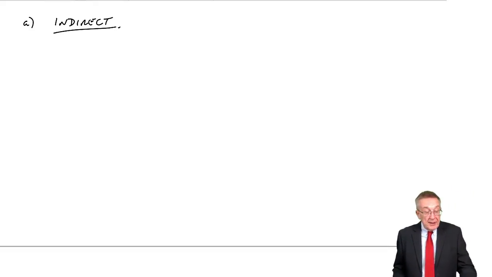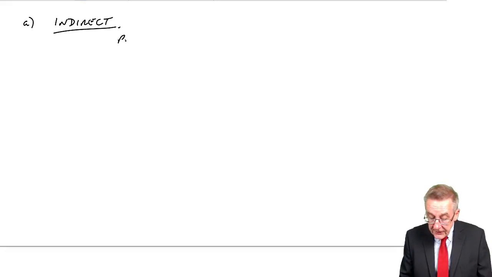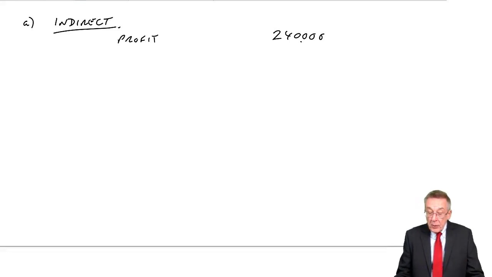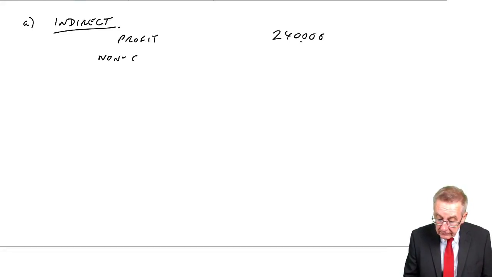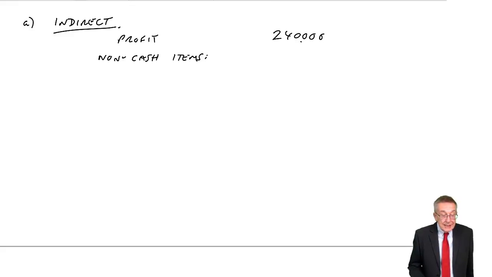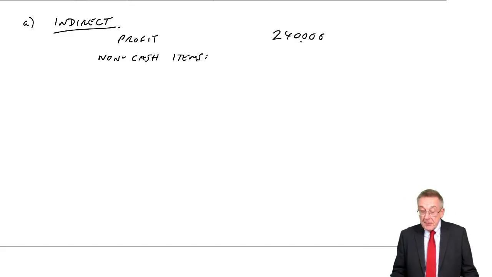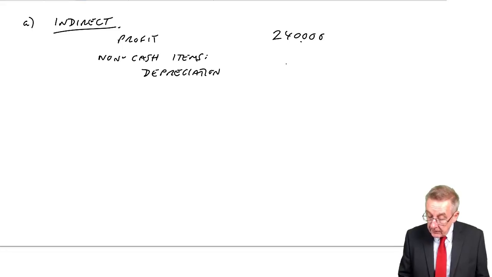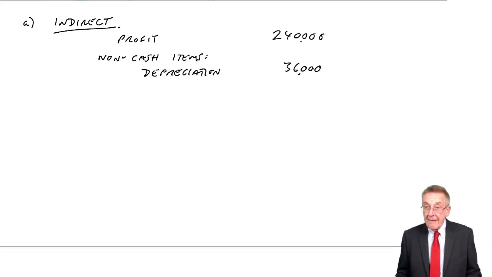And what do we do with the indirect method? We take the profit before tax, and we make those two sets of adjustments. We adjust for the non-cash items, and if you look at note 1, expenses included depreciation. So that profit is after depreciation, which is non-cash. We add it back, and the depreciation was 36,000.